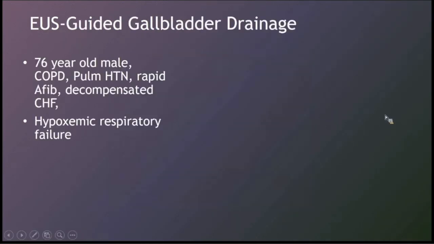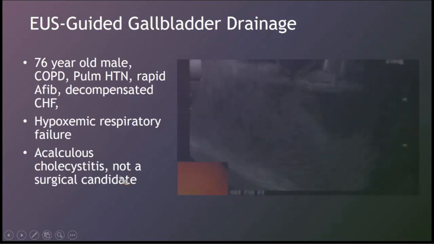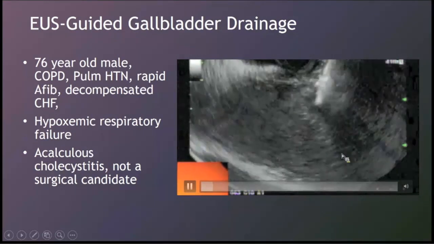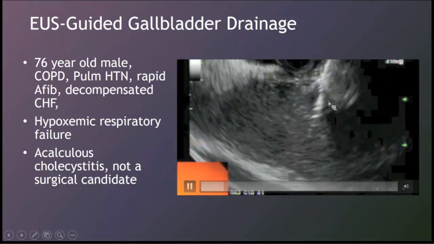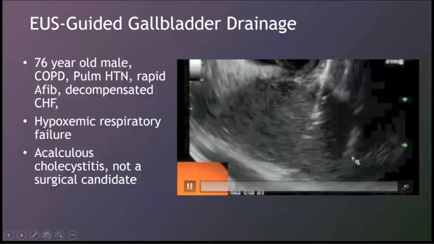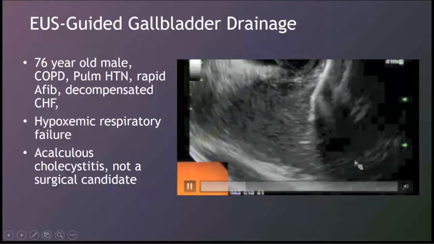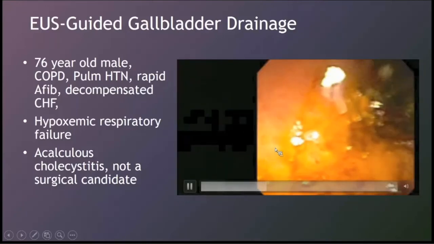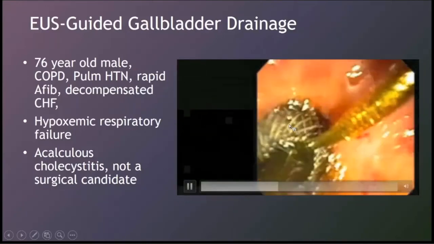So here is a patient with comorbids, hypoxemic respiratory failure, acalculous cholecystitis. On endoscopic ultrasound, here's his infected gallbladder. We're going to deploy the stent real quickly. And then you'll see on the endoscopic view in just a moment here, as we back up, this stent's going to spring open.